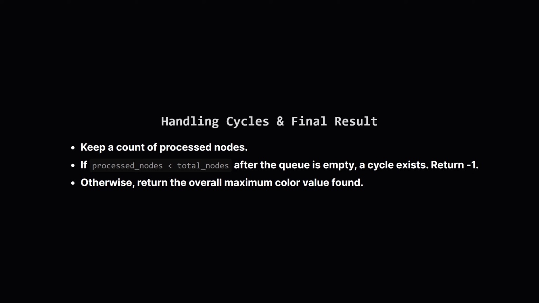In this case, as the problem states, we return -1. If we managed to process all nodes, it means there were no cycles, and the largest color value we kept track of during the process is our answer. This value represents the highest frequency of any single color on any path in the graph.